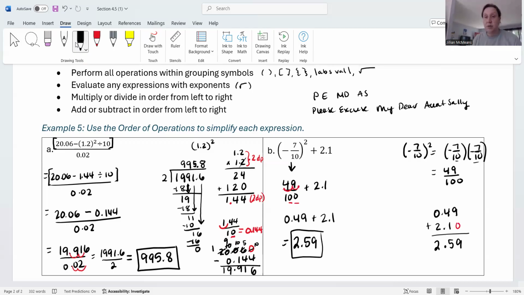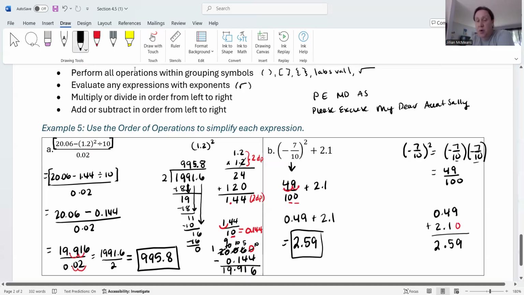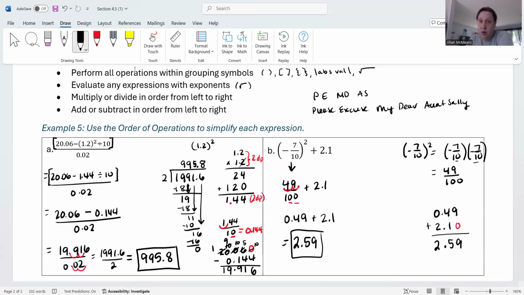You've had a lot of practice with the order of operations at this point. We're just throwing in some decimals. That's the only difference, okay? So make sure you know how to add, subtract, multiply, and divide decimals. Make sure you understand exponents with decimals, converting fractions to decimals, and order of operations.